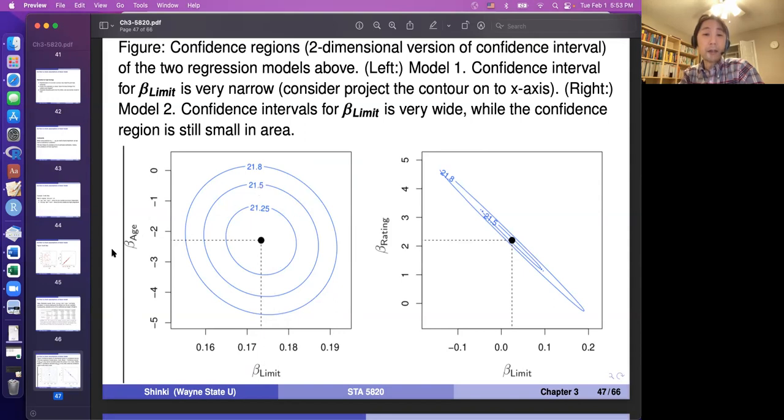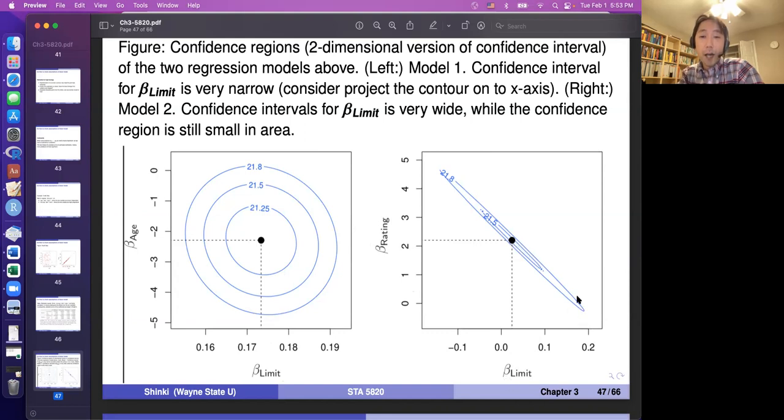Yeah. So these are not age and limit itself. The estimated coefficients have a smaller correlation when the variables themselves have lower correlation. So in such a case, maybe the interpretation is just normal. But for rating and limit, we have high correlation, and in such a case we have higher correlation between the estimated coefficients of rating and of limit.